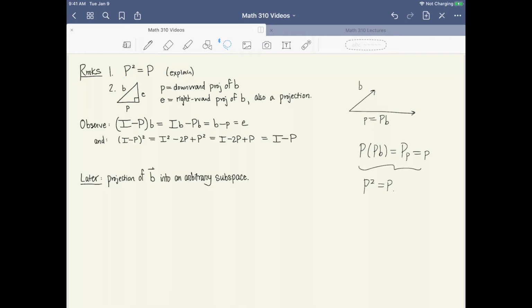Later on, particularly when we talk about the least squares problem, we're going to be looking at the projection of B, not just onto a line, but into an arbitrary vector subspace. And it will be really handy for us to think about projection matrices when we handle that problem.